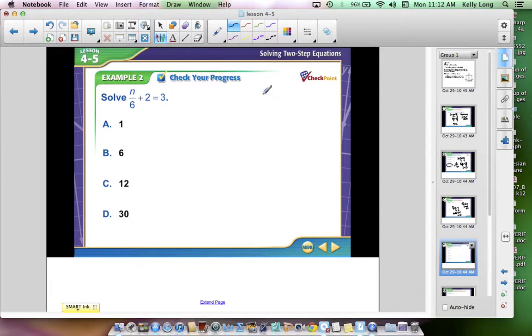Alright, here's another example. You pause the video, work this one, and then come back and check your work. I have n over 6 plus 2 equals 3. I want what's attached to my n? Dividing by 6 and adding 2. Get rid of my addition and subtraction first, so what am I going to do? To get rid of adding 2, I'm going to subtract 2. Those cancel out, leaving me n over 6 equals 3 minus 2, which is 1.